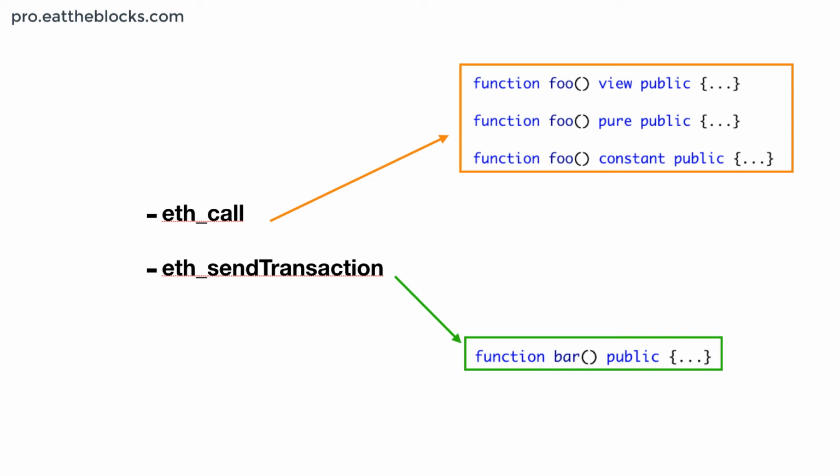When you use eth_call, it means that your function will not modify the Ethereum blockchain and you will not spend any Ether for the execution of the function. When you use eth_sendTransaction, it means that your function will potentially modify the Ethereum blockchain and that the execution of the function will cost Ether.